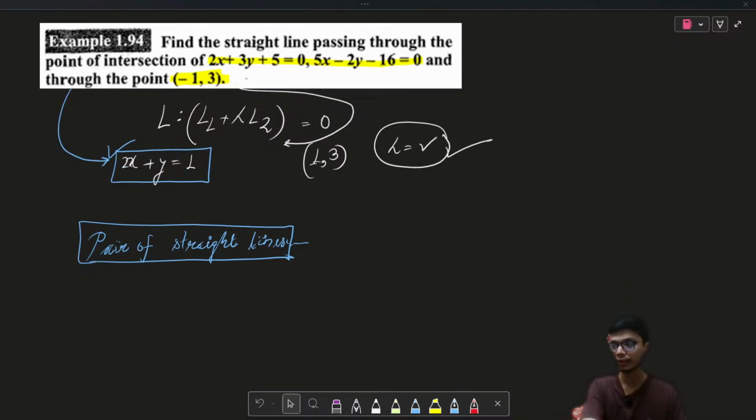Today we're going to discuss another important series of lectures on straight lines. As we start our new topic, it is going to be on pairs of straight lines. This is quite an interesting and useful topic if you are setting out to understand the conic sections.